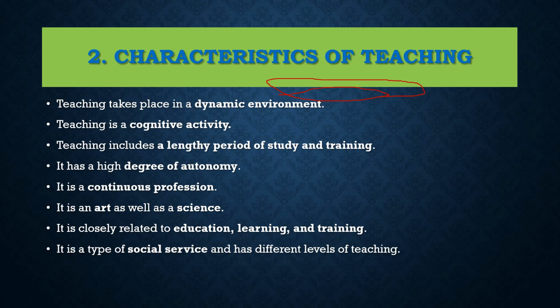Next, teaching is a cognitive activity. As you know, cognitive means conscious intellectual activity, such as thinking, reasoning, remembering, whatever you are learning from the teacher or anyone. You are going to think first, then you might give some reason for that. So whatever reason you give, it may be easy to remember the things. So it is a cognitive activity. Here cognitive means it is related to mental processes involved in knowing, learning and understanding of anything. Next one is, teaching includes a lengthy period of study and training. So teaching never ends.